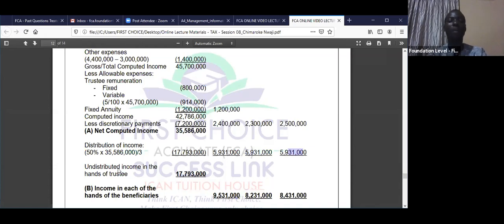Now, this is the undistributed income in the hands of the trustee. So if they say half, that means this one and this one should give us this. That's why this is half. Now, what is the income in the hands of the beneficiaries? You add this plus this plus this, and you get this. This plus this, you get this. And this final one, this, and this will give you the final figure. Now, that's example number 2.